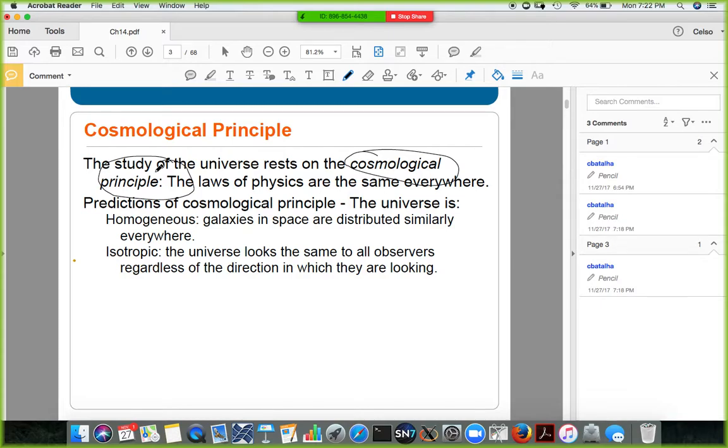Now, isotropic means no matter which direction you look, the universe looks the same on average, right? So you don't have more concentration of material in one direction than in others. You don't have the universe appearing hotter in one direction than in others. So it seems to be isotropic. No matter where you look, it seems to be the same. And those two cosmological principles are important in the three remaining chapters to explain how the universe exactly is.